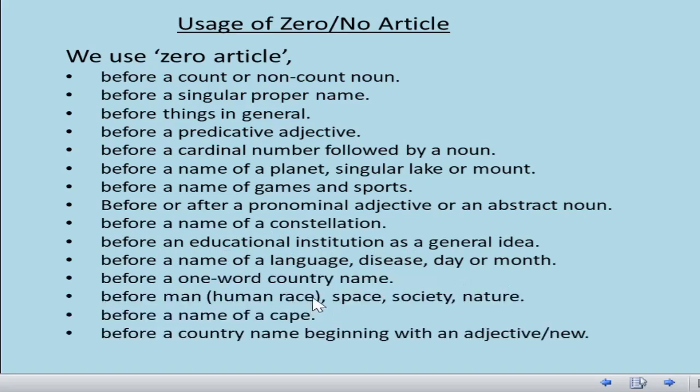month, before one-word country name, before man if it refers to human race, space, society, nature. Before these three words we use zero article. Before a name of a cape, before a country name beginning with an adjective like new.